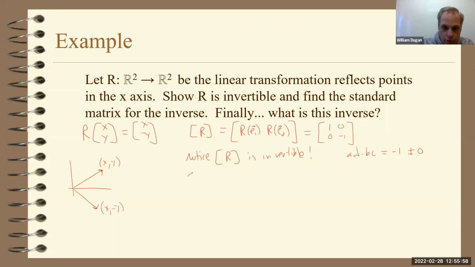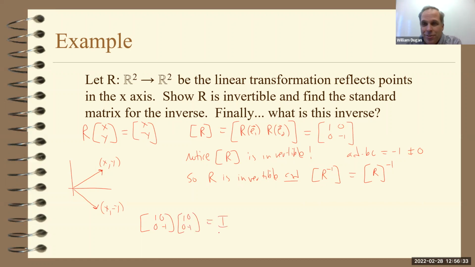So therefore, the original transformation is also invertible. And if you want the standard matrix of the inverse transformation, it's the inverse of the standard matrix of the original transformation. All I need, therefore, is the inverse of this matrix. But if you notice this matrix, if you multiply it by itself, you actually get the identity matrix. So the inverse of the standard matrix is actually itself. It's the same thing.